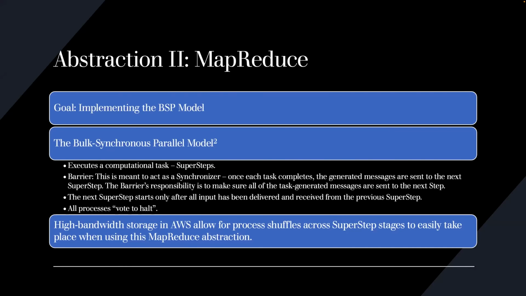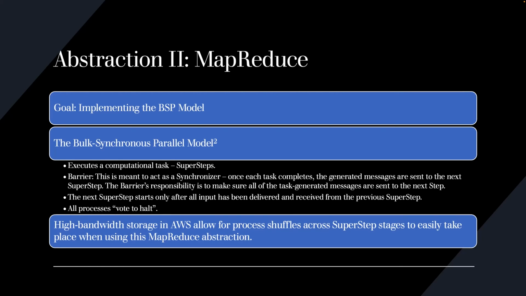So the second abstraction we have here is using MapReduce. The goal of this abstraction was to implement the BSP model. BSP stands for Bulk Synchronous Parallel Model. The whole concept of BSP was explained by Rutgers University in another research article we found. BSP contains a computational task, essentially.